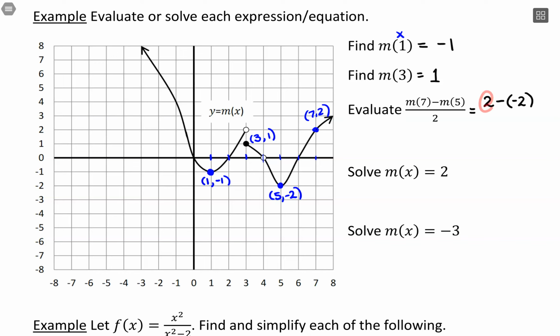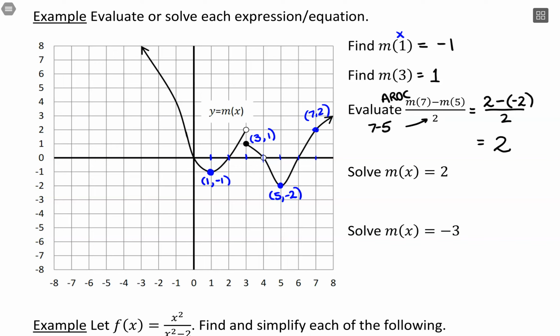So m of 7 minus m of 5 all over 2, and this right here is our average rate of change, like where that 2 came from was from 7 minus 5. So we're looking at the average rate of change between x equals 7 and x equals 5. Let's see, in the numerator, 2 plus 2 is 4, divided by 2, so overall, this is 2.